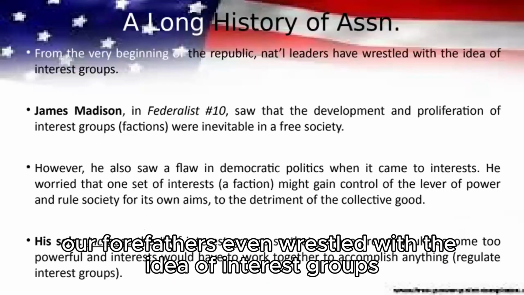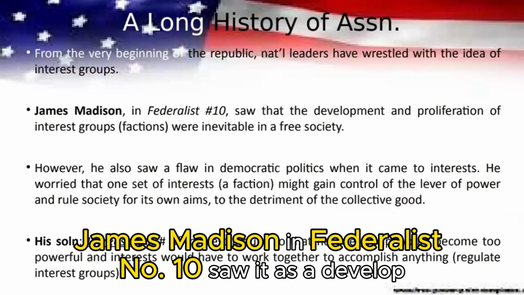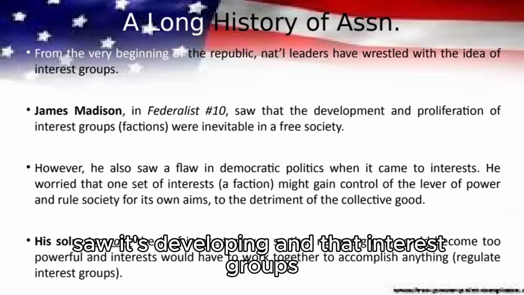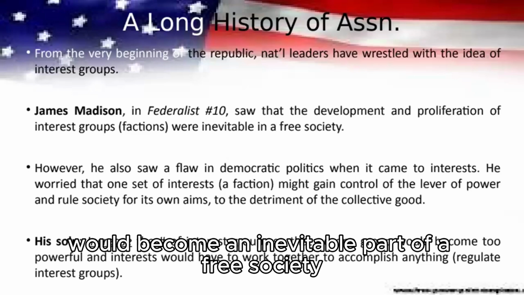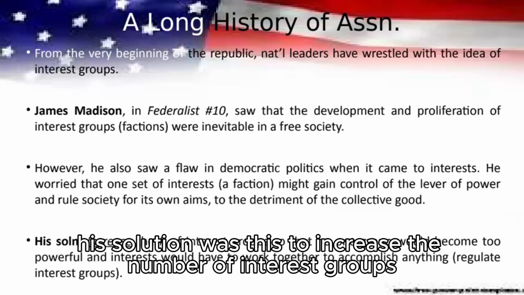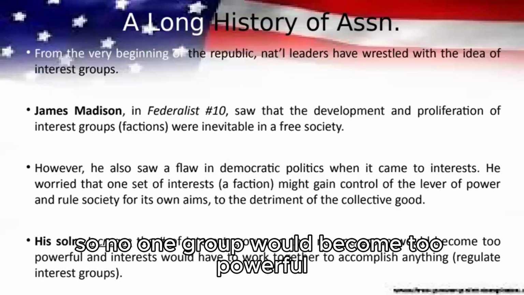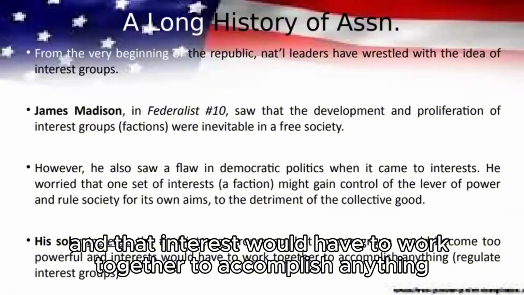Our forefathers even wrestled with the idea of interest groups. James Madison in Federalist Number 10 saw it developing, and that interest groups would become an inevitable part of a free society. His solution was this: to increase the number of interest groups so no one group would become too powerful, and that interests would have to work together to accomplish anything.